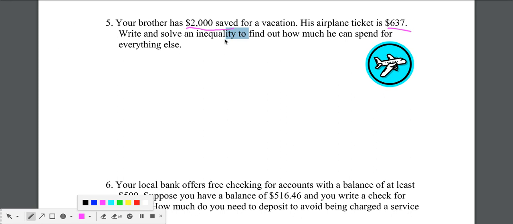It says write and solve an inequality to find out how much money he can spend for everything else. So let's write a let statement. Let X equal the money spent on everything else.